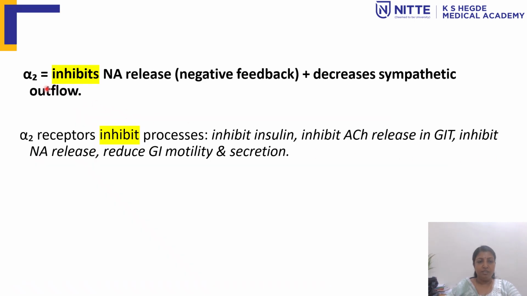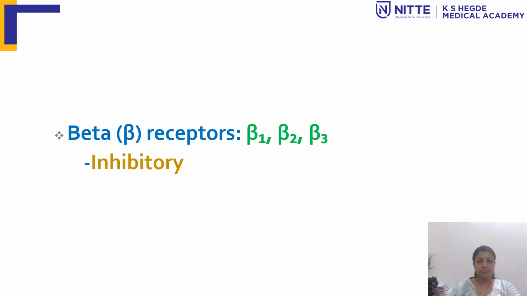So alpha 2 receptors mainly inhibit the noradrenaline release by a negative feedback mechanism, and by acting on the brain stem, they can decrease the sympathetic outflow. Other minor processes which are inhibited by stimulation of alpha 2 receptors: insulin release, acetylcholine release in the GIT, noradrenaline release, and GI motility and secretion. So that's about the alpha receptors.